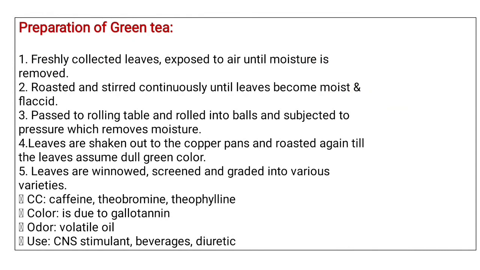Preparation of green tea: freshly collected leaves are exposed to air until moisture is removed, roasted and stirred continuously until leaves become moist and flaccid. Passed to rolling table and rolled into balls and subjected to pressure, which removes moisture. Leaves are shaken out to copper pans and roasted again till the leaves assume a dull green color. Leaves are winnowed, screened, and graded into various varieties.